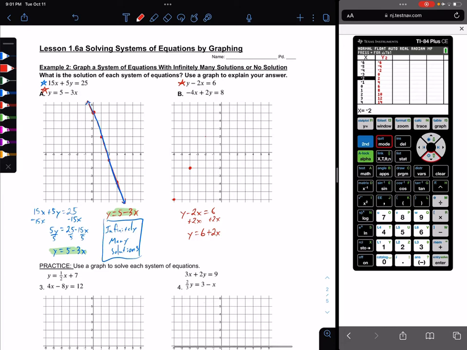Again, you don't have to use the exact same points I'm using. We just need enough points that we can plot our line, and 0, 6. So let's connect all those, and we have our line.